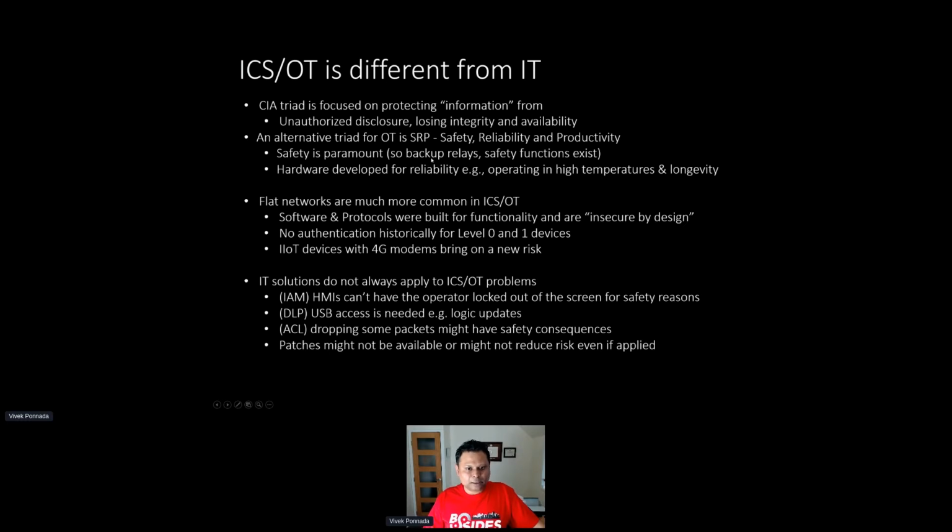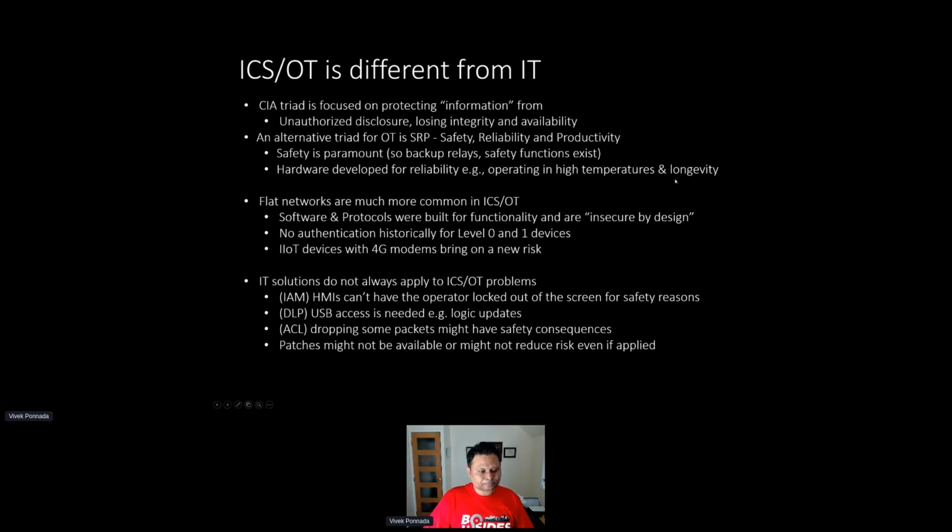So safety is paramount. So in a lot of cases there are backup systems, backup relays for the PLC, for the controller, so that if the PLC fails for whatever reason, you have something else that can stop the damage or the accident from happening. Similarly, safety functions, which are specific applications, specific logic and hardware, have a backstop to the basic processor, which is in the PLC. Similarly, the hardware, even the traditional PLC, is developed for reliability. For example, operating in higher temperatures, out in the deserts or out on the deck, much harsher weather conditions compared to being in an air-conditioned room, right? And also for longevity. Many of these systems operate for 15, 20 years or more.